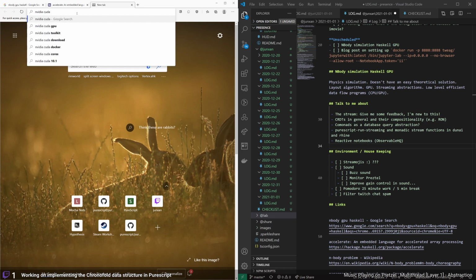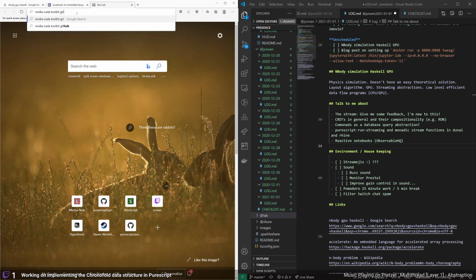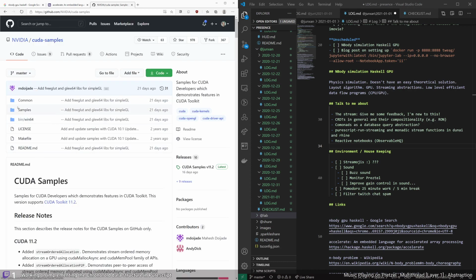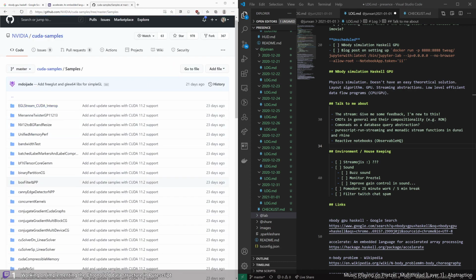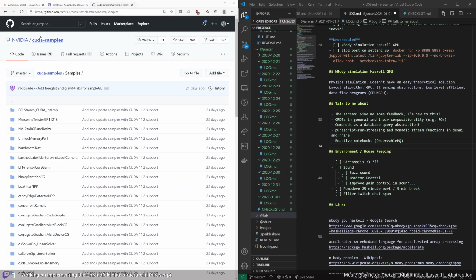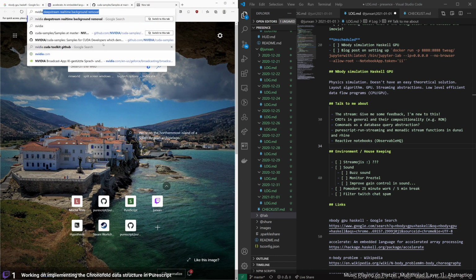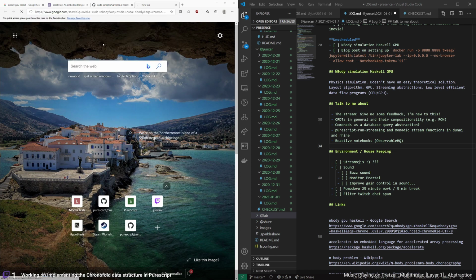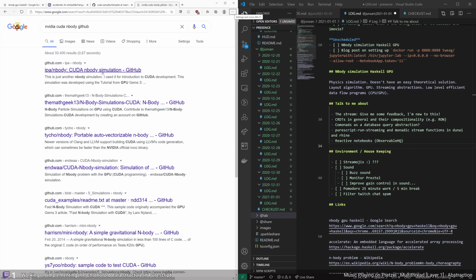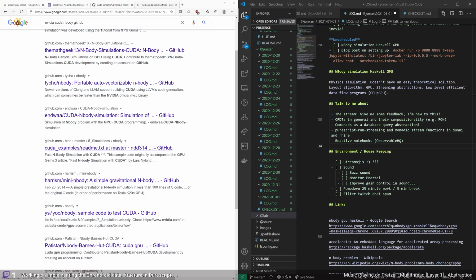In the CUDA examples on GitHub, there is the NBody simulation. Where is it? Okay, NVIDIA CUDA NBody. And so that's the docs of it, and I need to go to GitHub, I suppose, to see the code of it. So that's one NBody simulation for CUDA, and there's an official one. Yeah, it's in CUDA examples.